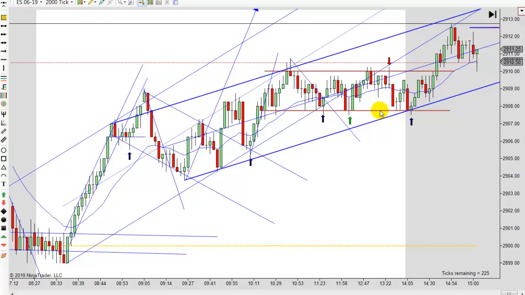Just to ride it back to here, and you can notice it makes another little test of that and gives you a second entry long. Notice that's a double top. So first entry, second entry, relatively small bar. This double test this level here. Lots of reasons to like that one.